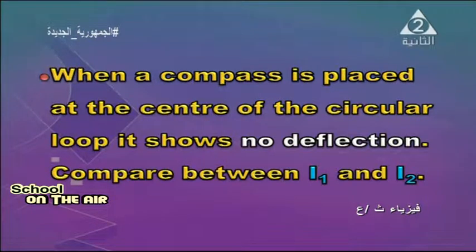And this means the field produced by the two wires is cancelled by that produced by the loop. We want you to compare between I1 and I2. So this is the problem: we want the ratio between I1 and I2. At the center, what happens? As I said, the two fields of the current-carrying straight wires, which are the same, are cancelled by that of the circular loop. This is quite clear.